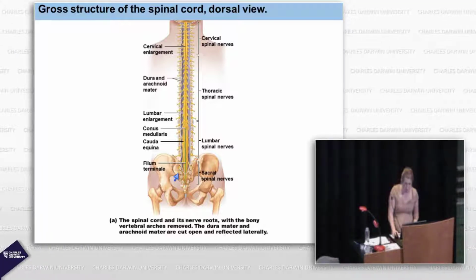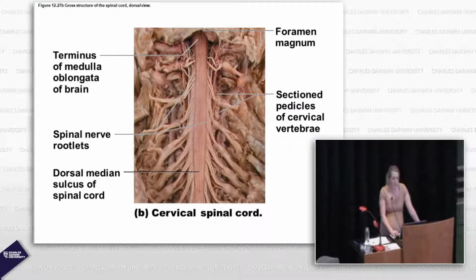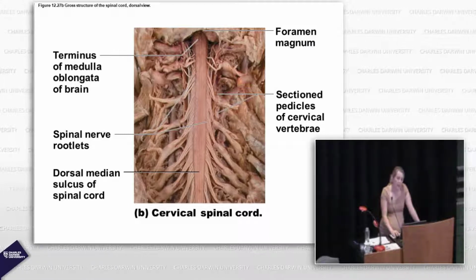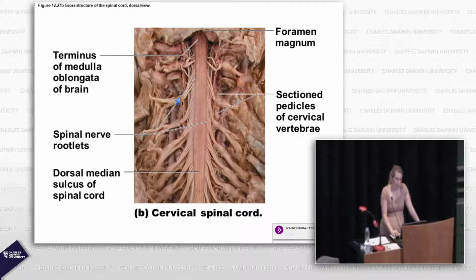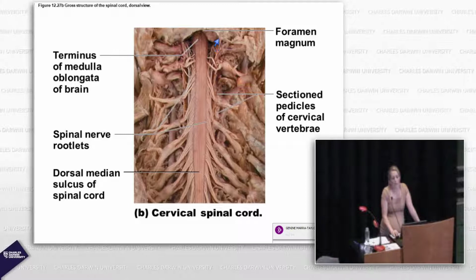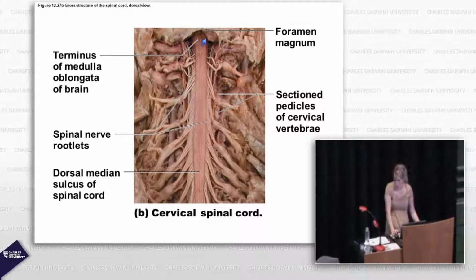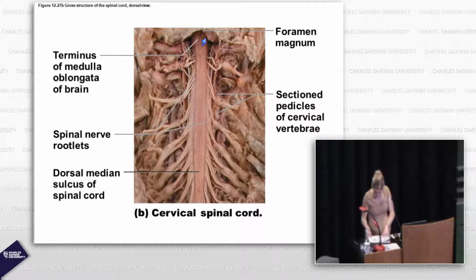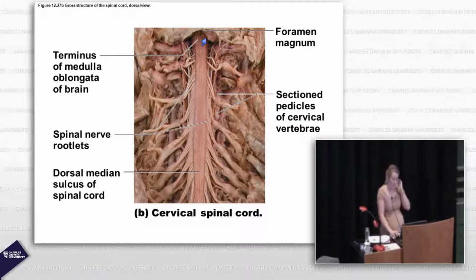Okay, so this is a picture from a cadaver, and this is the cervical region of the spinal cord, and you can see that bit of an enlargement in the spinal cord here. You can see the spinal nerves coming out of the spinal cord, and up the top here, the spinal cord exits the brain through the foramen magnum, which is basically a big hole in the skull. It's starting at the end of the medulla oblongata, which you would have learnt about when you were looking at the brain.